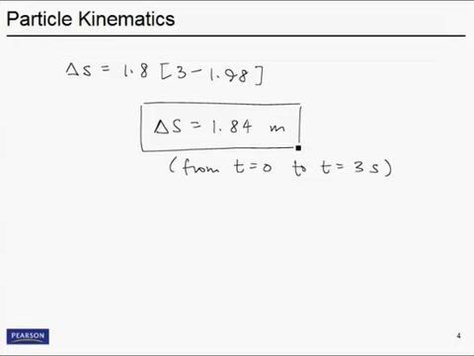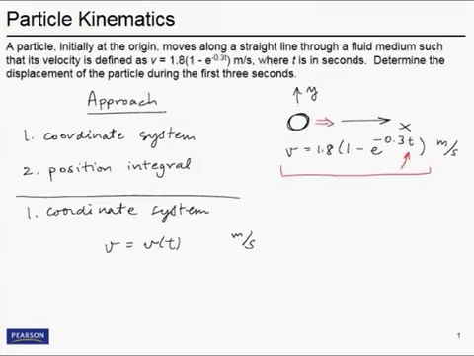Let's go ahead and review what we did. So the problem statement told us that we had a particle that was moving in a straight line according to a given equation. That equation was a function of time, and we were trying to figure out the displacement of that particle during the first 3 seconds of motion.